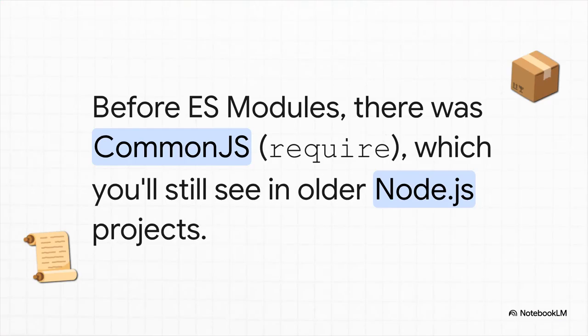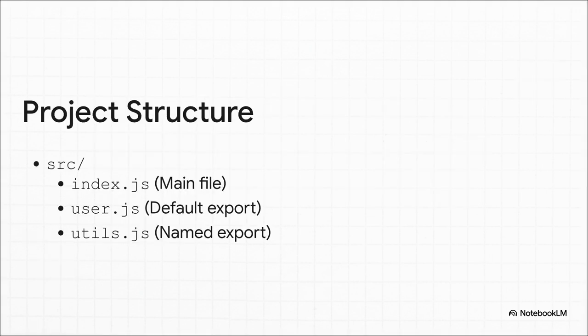It's funny. ES modules feel like they've been around forever, but they're actually kind of new. Before they became the standard, the big player on the block, especially for Node.js, was a system called CommonJS. You'll know it when you see it. It uses the require function instead of import. You're still going to run into this in a lot of older projects, so it's just good to be able to recognize it.